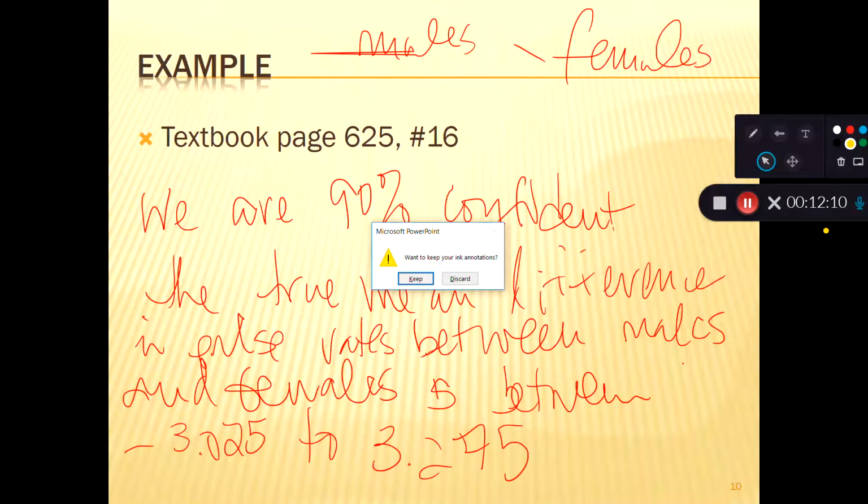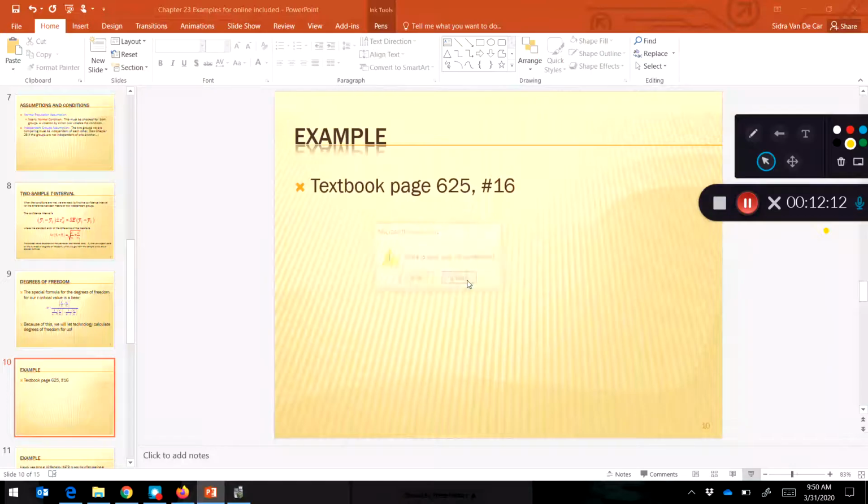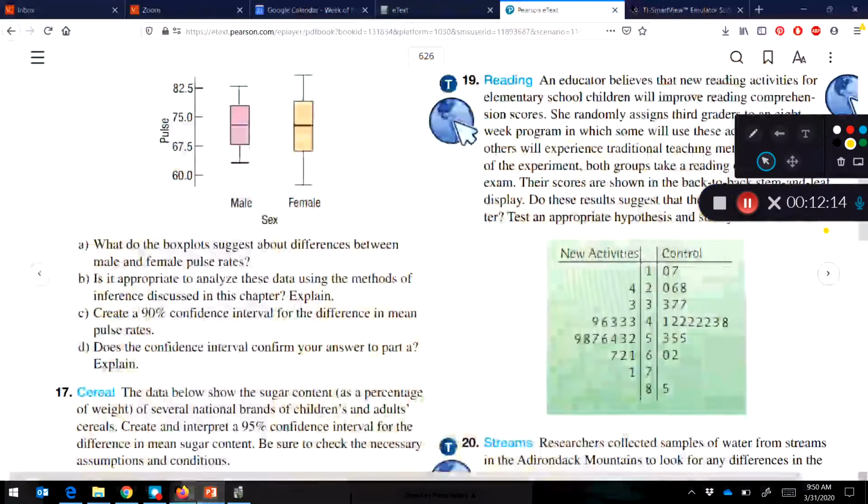In other words, there's not a true difference. And this is what the last question here is asking: does the confidence interval confirm our answer to part A? Yeah, the mean's about the same.